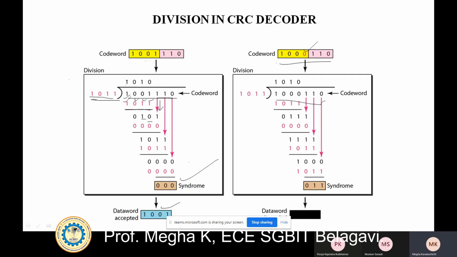So I'll take the code word. The code word is a bit altered here just to get the results. Here I have taken the generator polynomial, and I'll perform the modulo 2 division operation once again. I'll get the syndrome, or you can say the remainder, as 0, 1, 1. What is the syndrome? 0, 1, 1. That means the data is corrupted, and the packet is discarded.